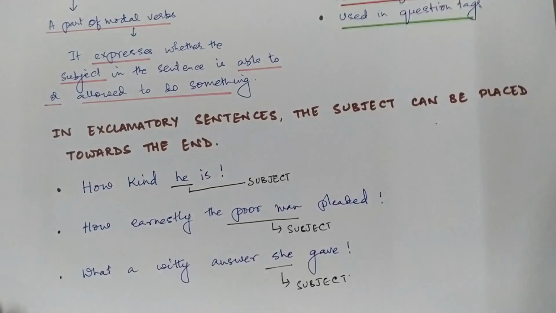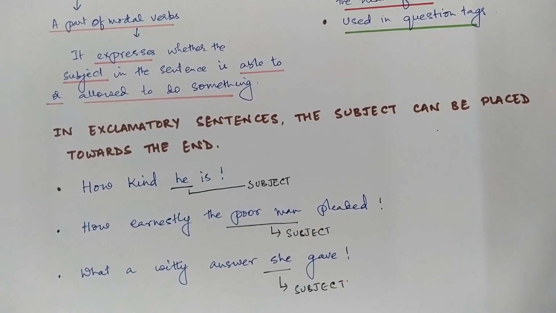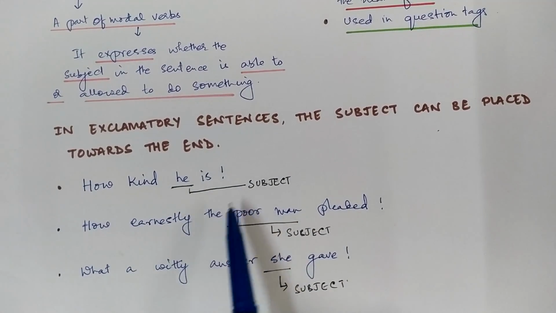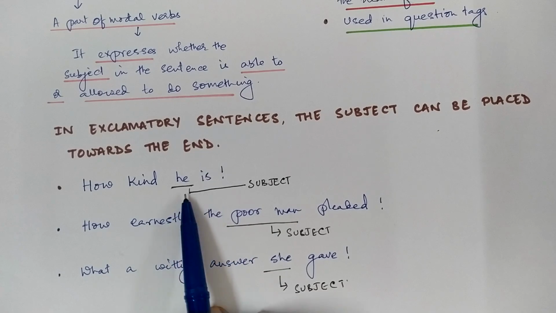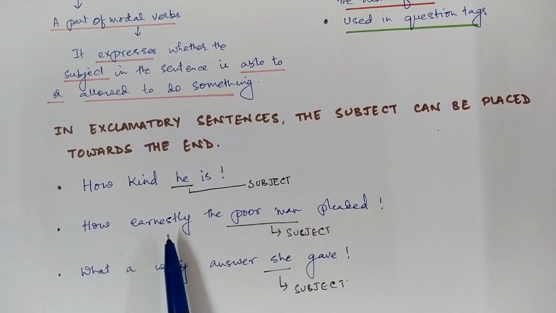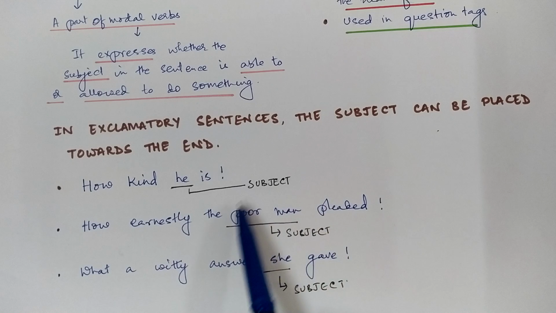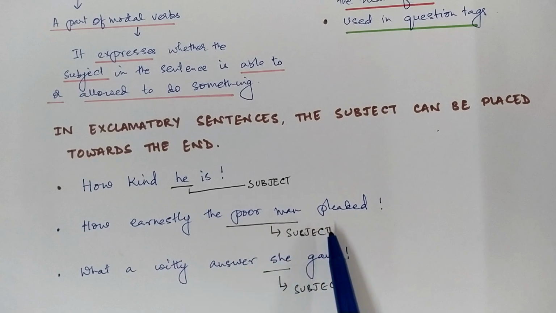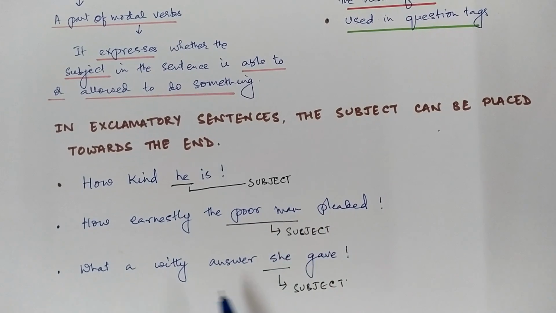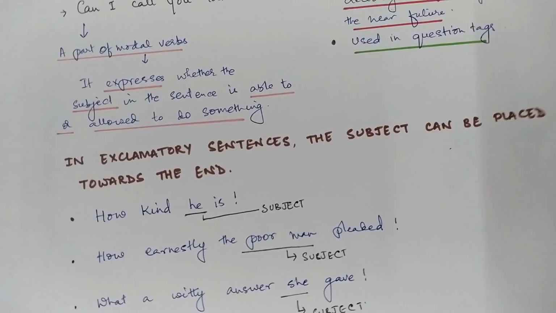Now children, in exclamatory sentences, the subject can be placed towards the end also. How kind he is. In this sentence, the subject is he, which is placed at the end of the sentence. How earnestly the poor man pleaded. Now here the subject is poor man, which is placed again at the end. What a witty answer she gave. She is the subject which is placed towards the end of the sentence.